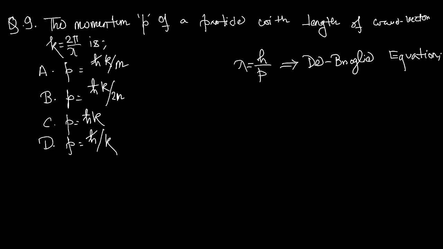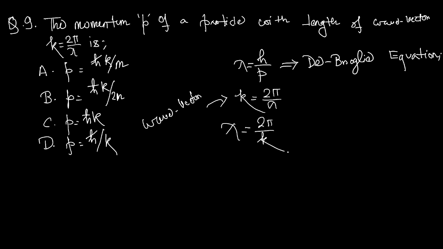So this equation is known as the de Broglie equation. Now here in this equation we have to incorporate this term 2 pi by lambda, where k is the wave vector or length of a wave vector. So lambda is 2 pi by k.